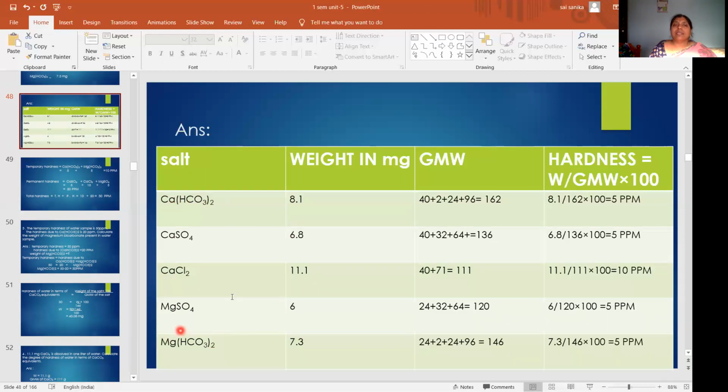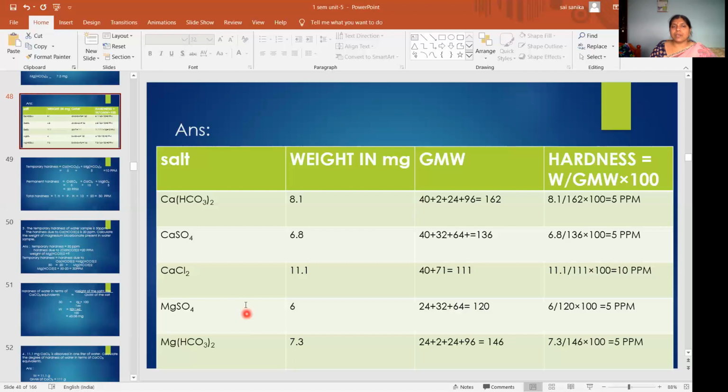And only six salts, that is calcium bicarbonate, magnesium bicarbonate, calcium chloride, magnesium chloride, calcium sulfate, magnesium sulfate, give hardness to the water sample. The remaining salts will not give hardness to the water sample. For example, aluminum chloride, iron chloride, sodium chloride, they won't give hardness.